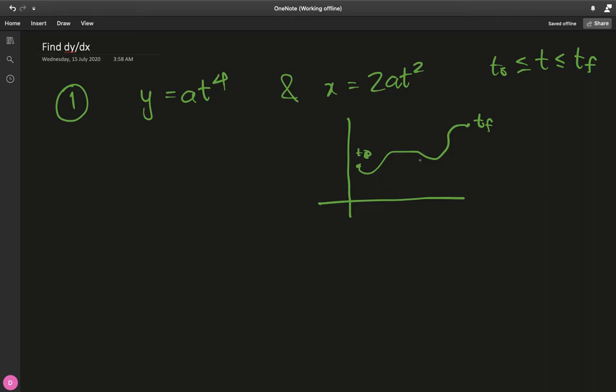And any point on the curve, call it Q, can be represented as x comma y, and that is 2at squared comma at to the fourth. But still, if you want to label the axes, call this the t-axis and call this the x comma y axis, or if you want to write this as a vector, the x bar axis.